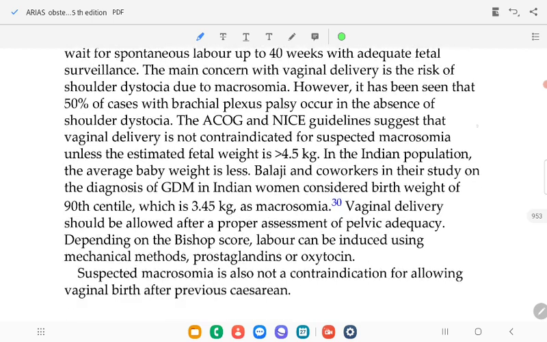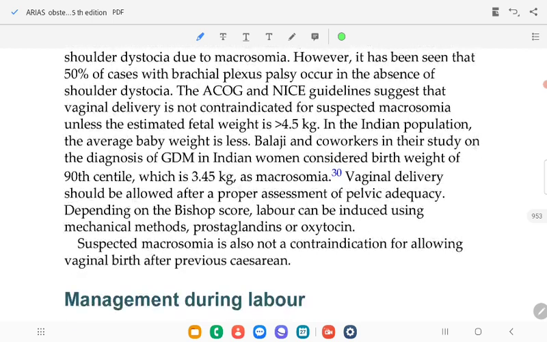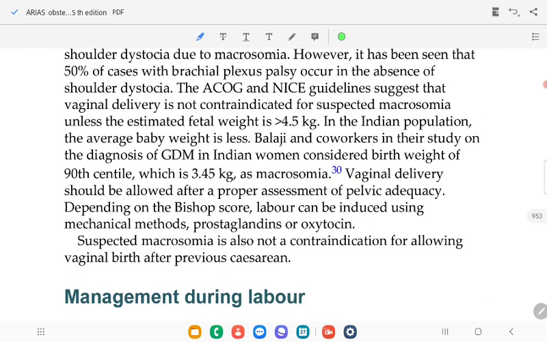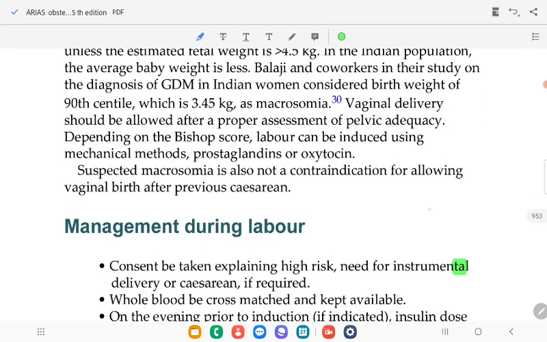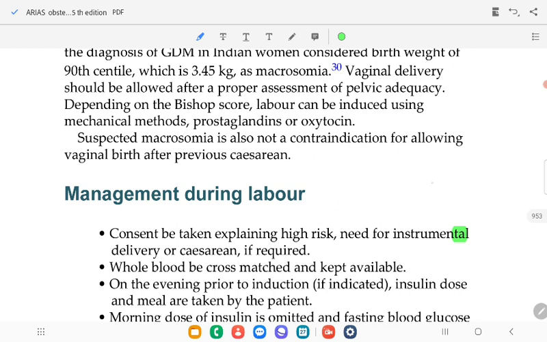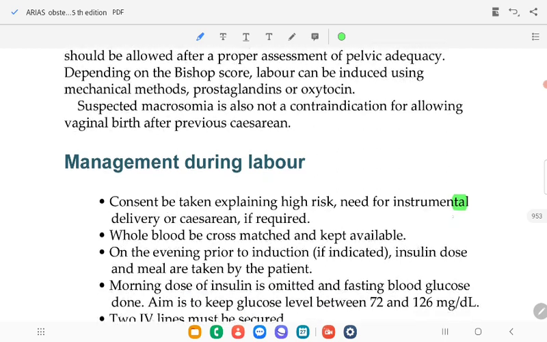That is, unless the estimated fetal weight is more than 4.5 kg. In the Indian population, the baby weight is less, averaging 3.4 kg in the study. Vaginal delivery should be allowed after proper assessment of pelvic adequacy. Depending on the Bishop score, labor can be induced with mechanical methods, prostaglandin or oxytocin. Suspected macrosomia is also not a contraindication for vaginal delivery.